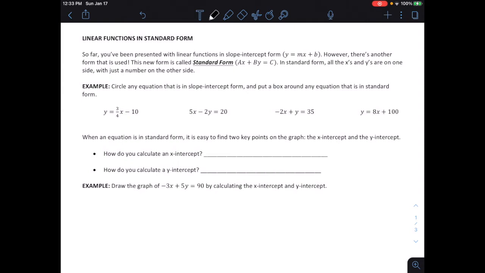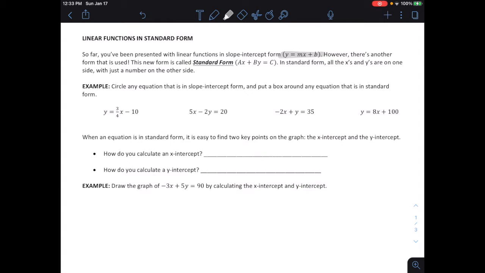Second to last week in the quarter. And this week we are going to talk about linear functions in standard form. So everything we've talked about so far has been in slope-intercept form, which is y equals mx plus b. And you can see that here where it says y equals mx plus b.